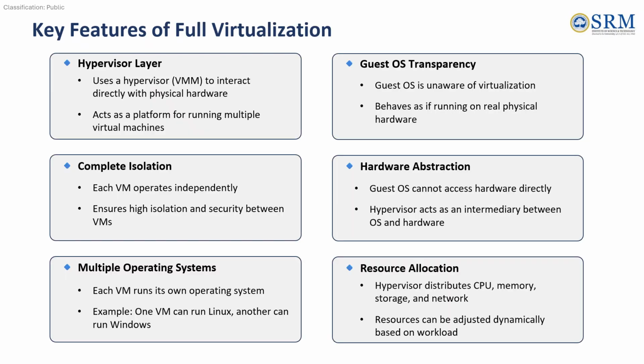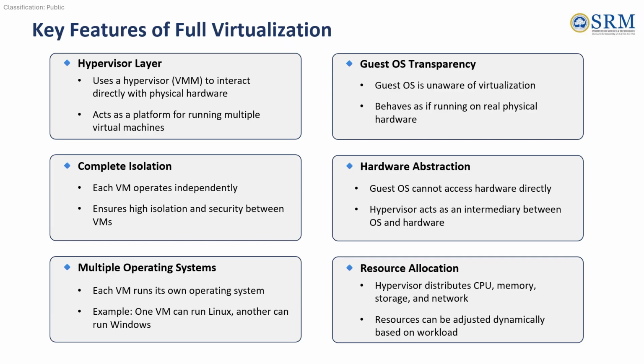This slide explains the important features of full virtualization. The first feature is the hypervisor layer. The hypervisor directly interacts with the physical hardware and provides a platform for running multiple virtual machines. Another important feature is complete isolation. Each virtual machine operates independently, which improves security and prevents interference between virtual machines. Full virtualization also supports multiple operating systems on the same hardware. For example, one virtual machine can run Linux while another runs Windows.